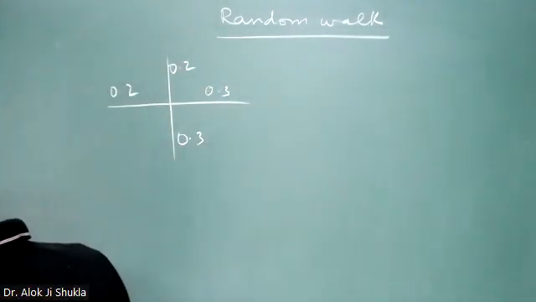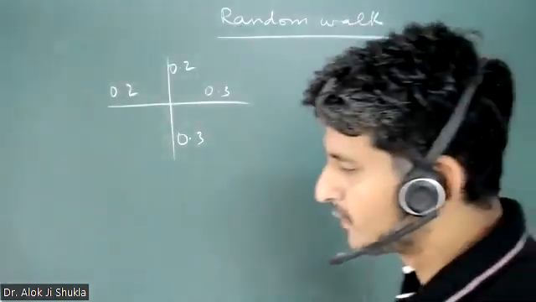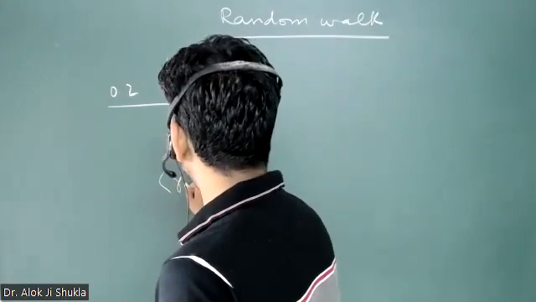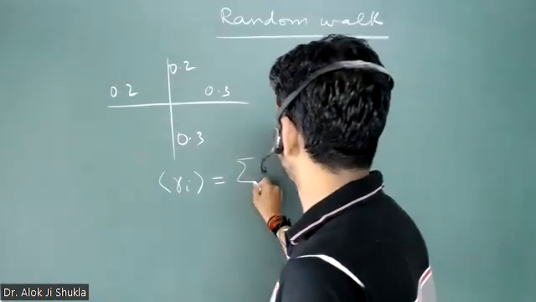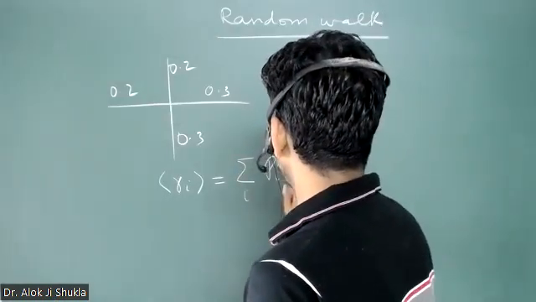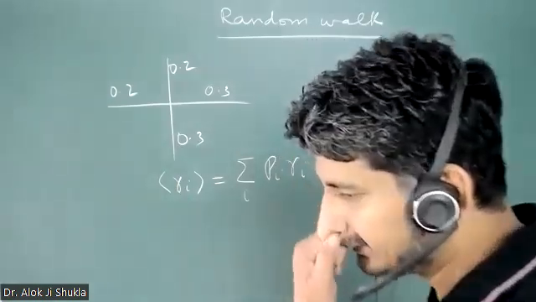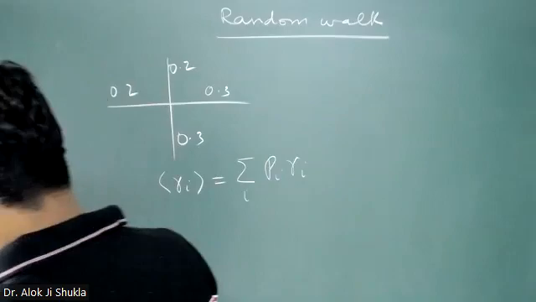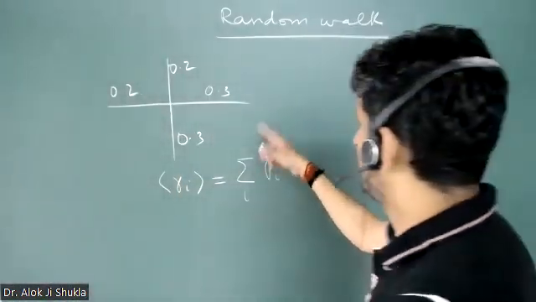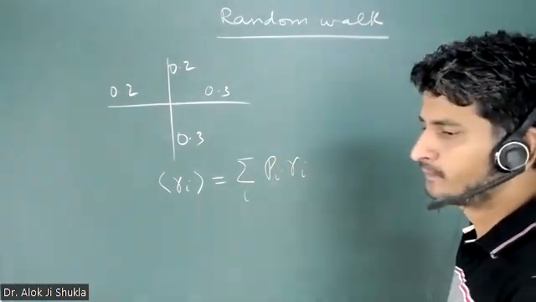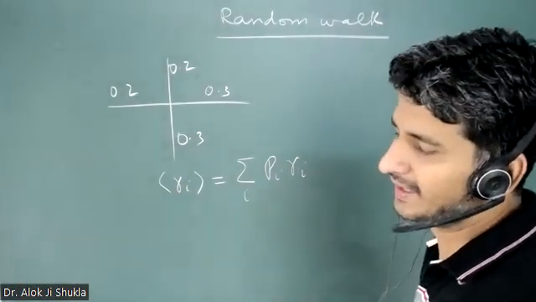4 options. So after n steps, n will be multiplied. What will be the average of R i? Tell me. Summation of p i R i. This is the average, right? Sir, can we break it into the average of x i plus the average of y i? Yes, we can write it. They are orthogonal vectors. That is the beauty of i cap and j cap.